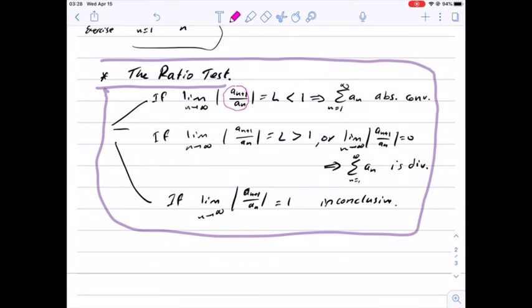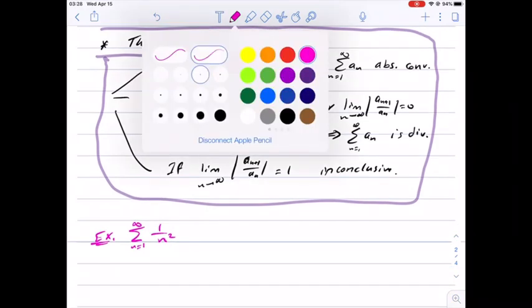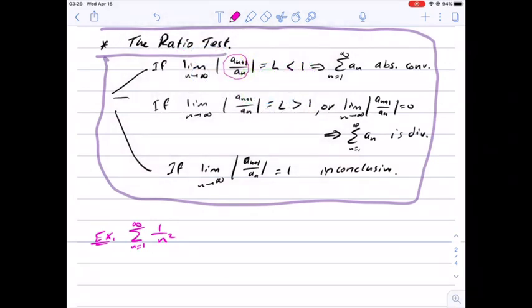We call it ratio because, as you can see here, we have a ratio. The absolute value of the ratio a_(n+1) over a_n, and then we take the limit, and that should determine the convergence. Let's take an example. If we have this series 1 over n squared from 1 to infinity, we know that this is convergent because it's a p-series. The p is 2 in this case. It's greater than 1. That means it's convergent.